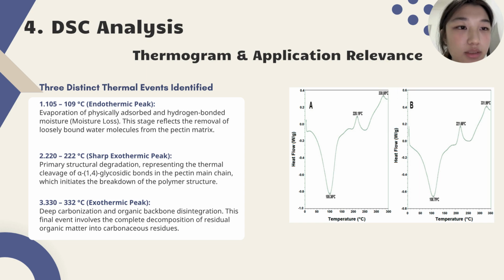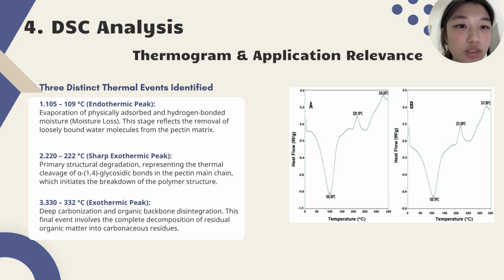Our DSC analysis mapped the thermal transition behavior. A broad endothermic peak between 105 to 109 degrees simply represents initial moisture evaporation from the evaporation of bound water molecules. Most importantly, a sharp and distinct exothermic peak is identified between 122 degrees, marking the primary structural degradation of the polymer matrix. This exothermic event represents the thermal cleavage of the alpha-1,4 glycosidic bonds in the pectin main chain, which initiates the irreversible breakdown of the polysaccharide structure.